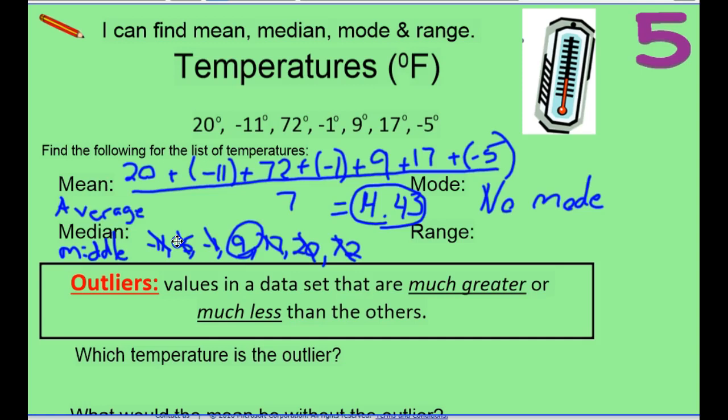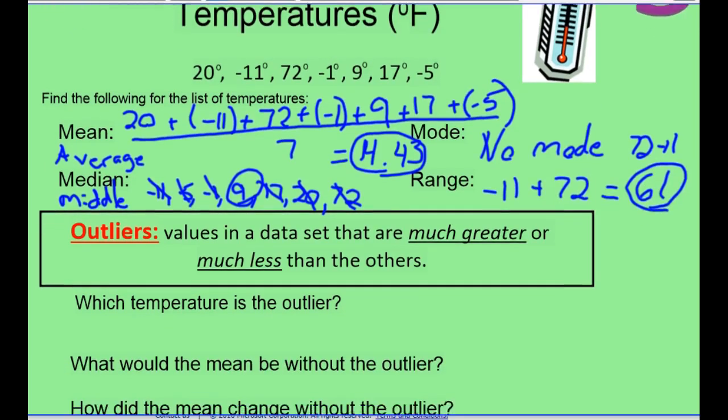The range is the distance between our lowest one and our highest one. So our lowest one we know is negative 11, and we know our highest one is 72. So we could do negative 11 plus 72. What that's going to give us is positive 61. So our range is 61. Now you could rewrite this the different way. You could do 72 minus 11 too, if you wanted to. That would get you the same answer, 61.